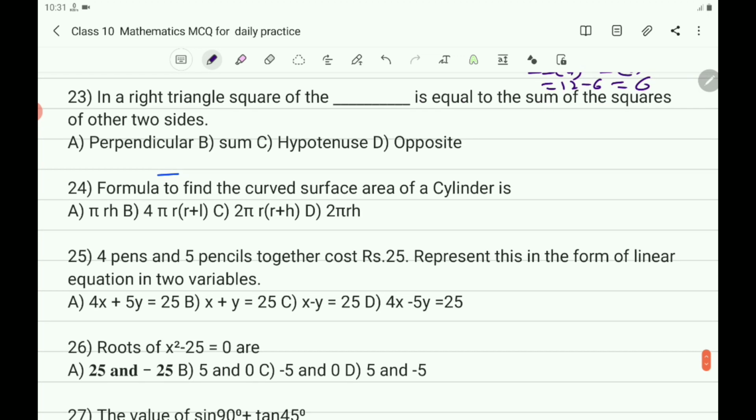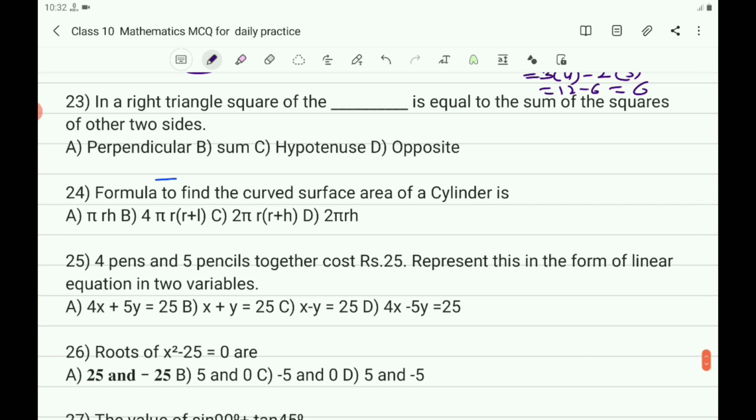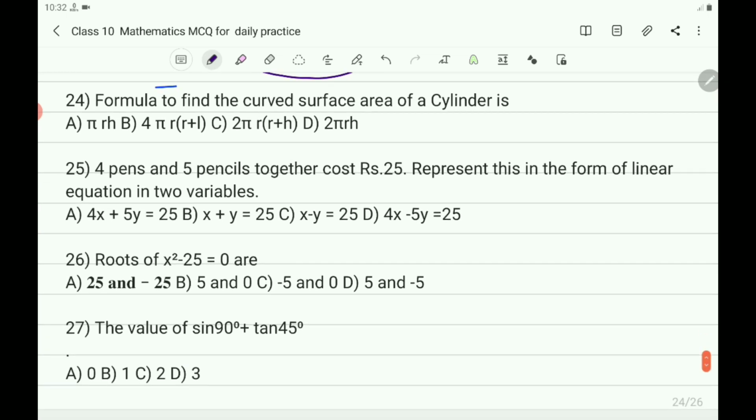Next you take the question number 23. In a right triangle, square of the dash is equal to the sum of the squares of the other two sides. You know it. Square of the hypotenuse is equal to the sum of the squares of the other two sides. Then 24th question. Formula to find the curved surface area of a cylinder is 2 pi r into r plus h.